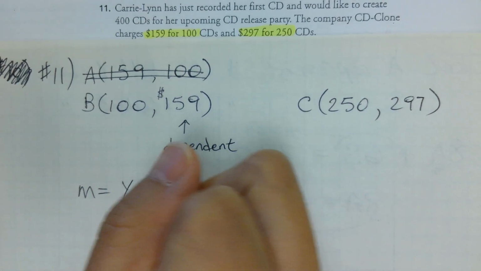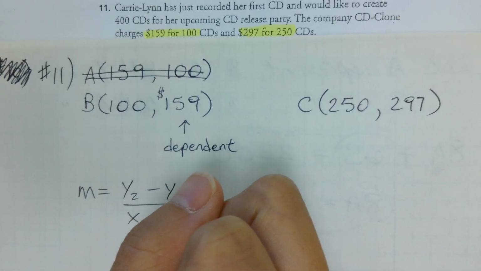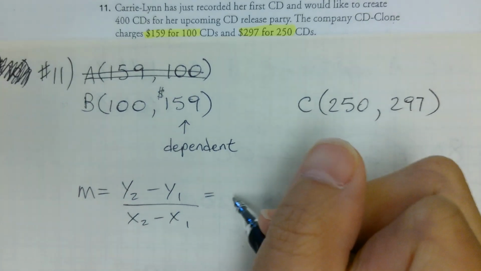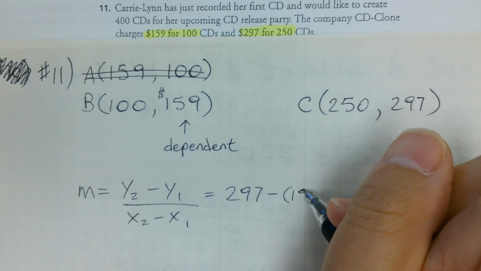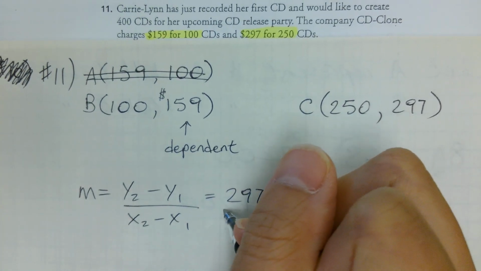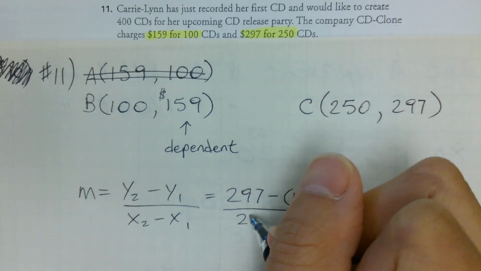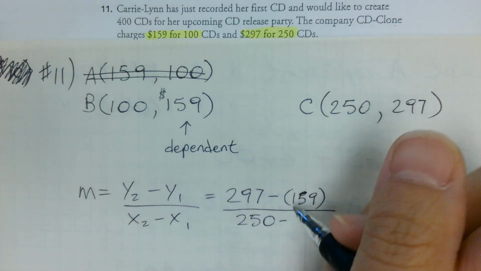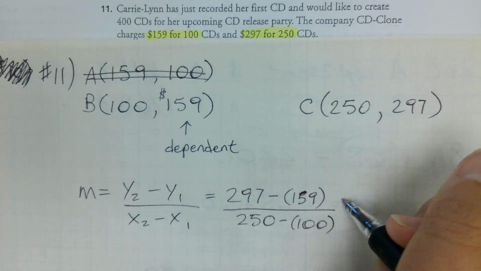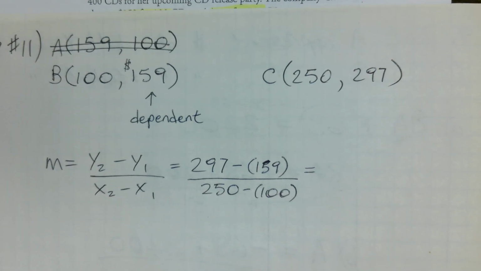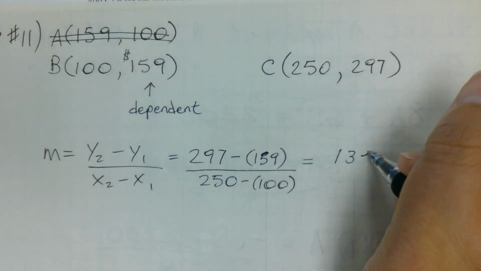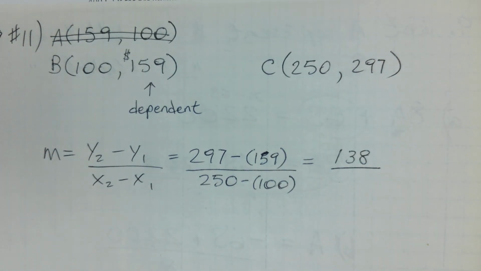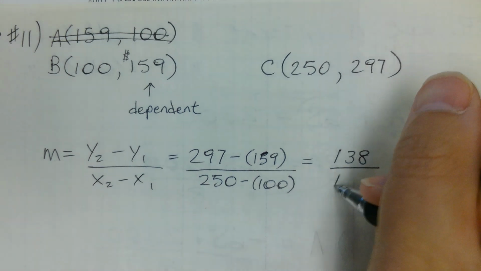So m equals y2 minus y1 over x2 minus x1. y2 is 297, take away y1, which is 159, over x2, which is 250, take away x1, which is 100. So that's the formula for slope. 297, take away 159, you get 138. And then 250, take away 100, you get 150.